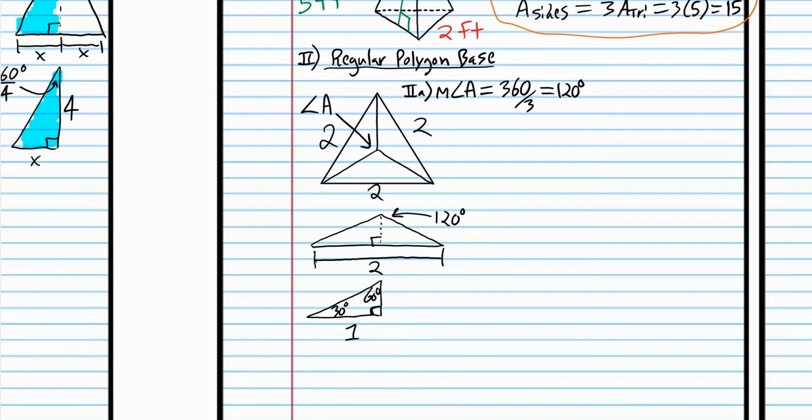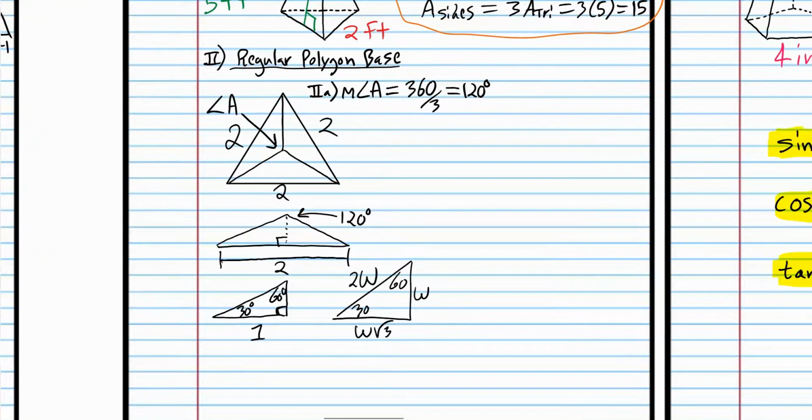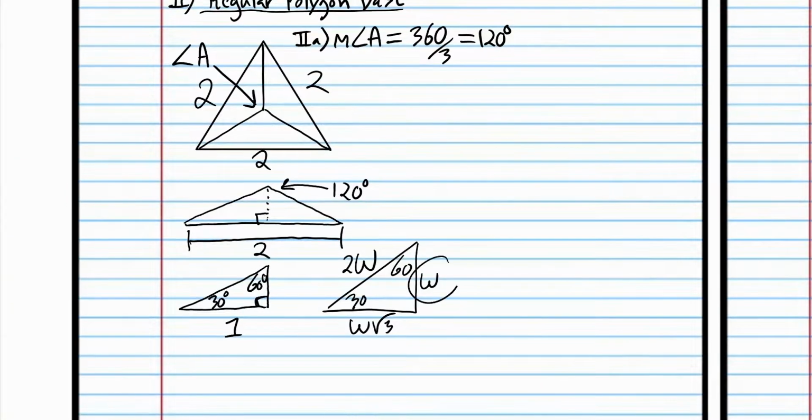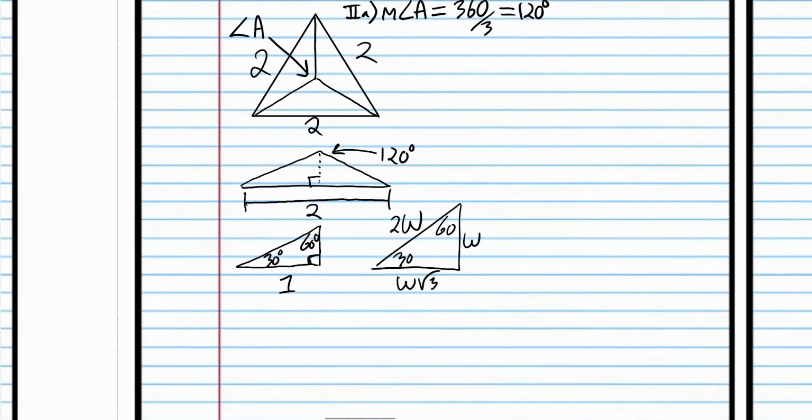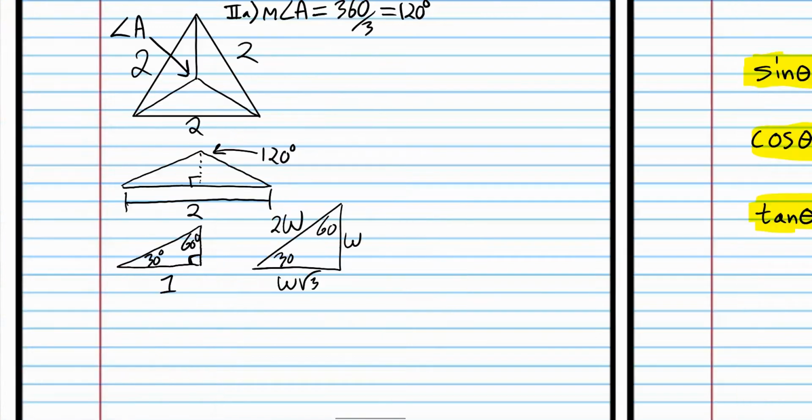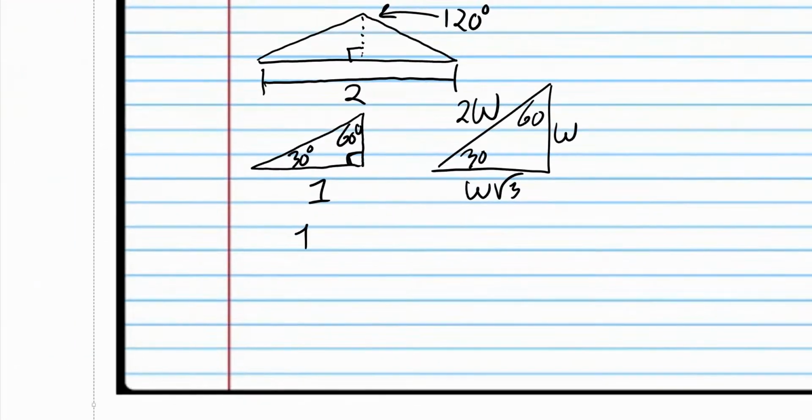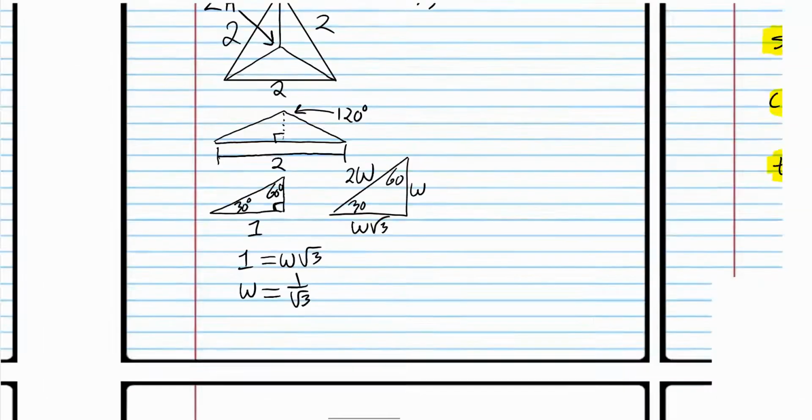And this is a 30, 60, 90 triangle, so we can get out our special triangle. And we have 60 here and 30, so w root 3, and 2w. So we need to find w. And we know that this side, the opposite 60, is 1. So we can set 1 equal to w root 3. And just doing the basic algebra there, we see w is equal to 1 over root 3. So that's the height of those triangles.